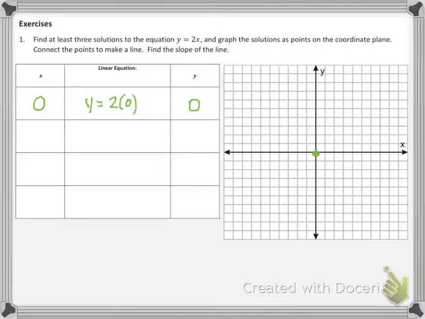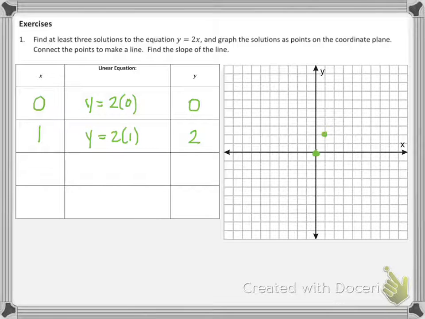Let's put a 1 in there. If x is 1, then I get y equals 2 times 1. 2 times 1 is 2. So if x is 1, y is 2, that's 1 to the right and 2 up. So I get that point.